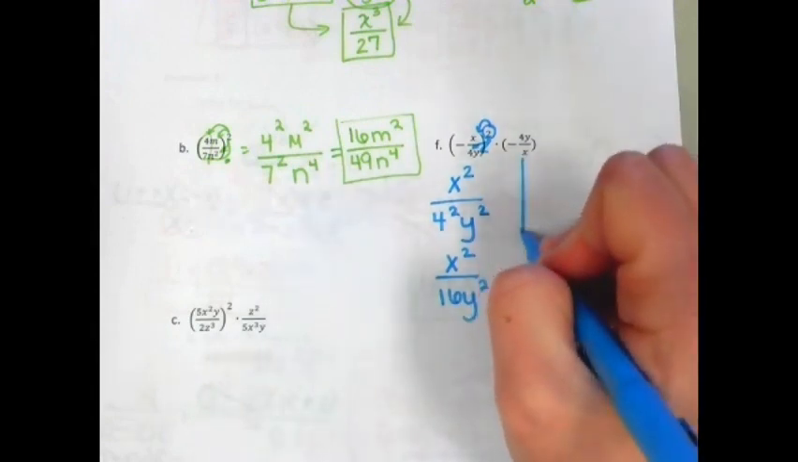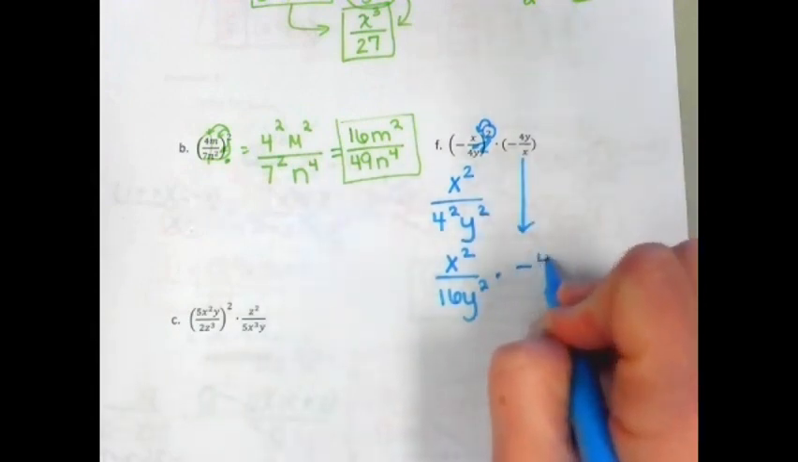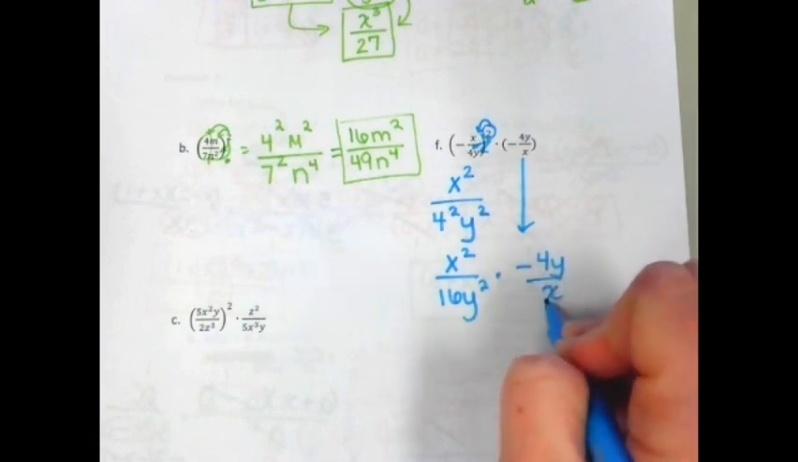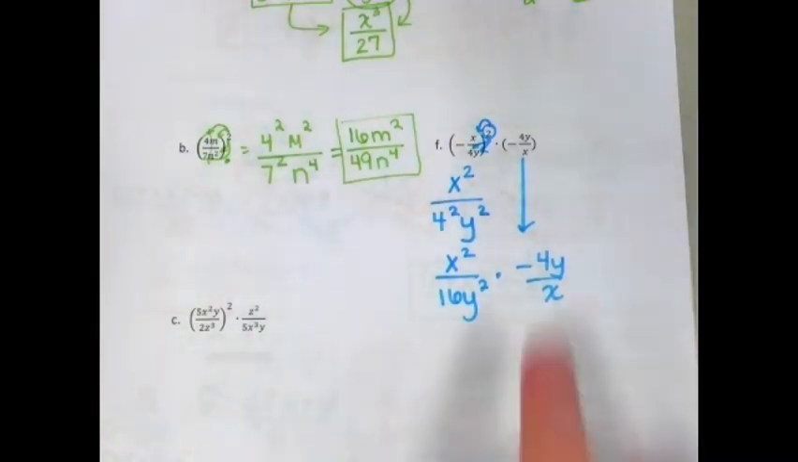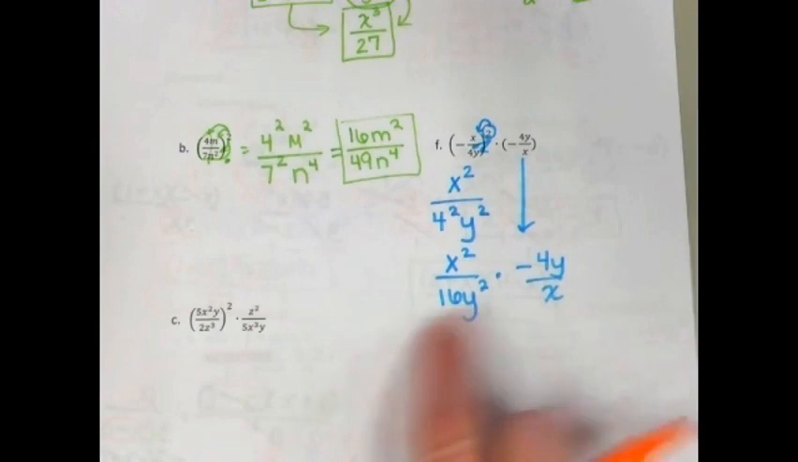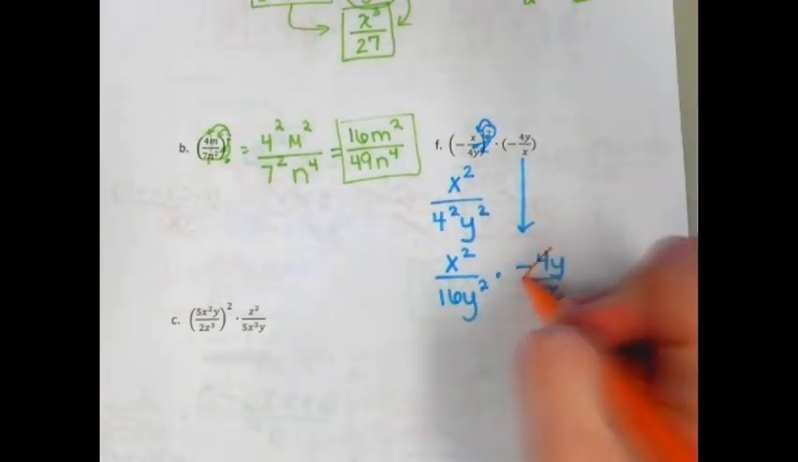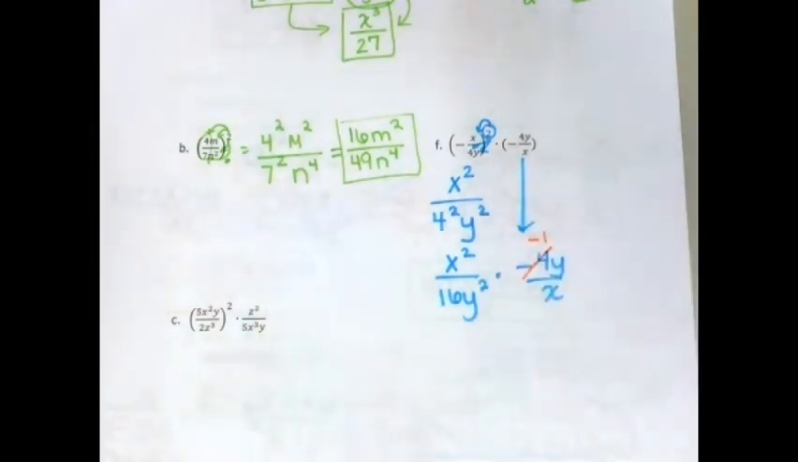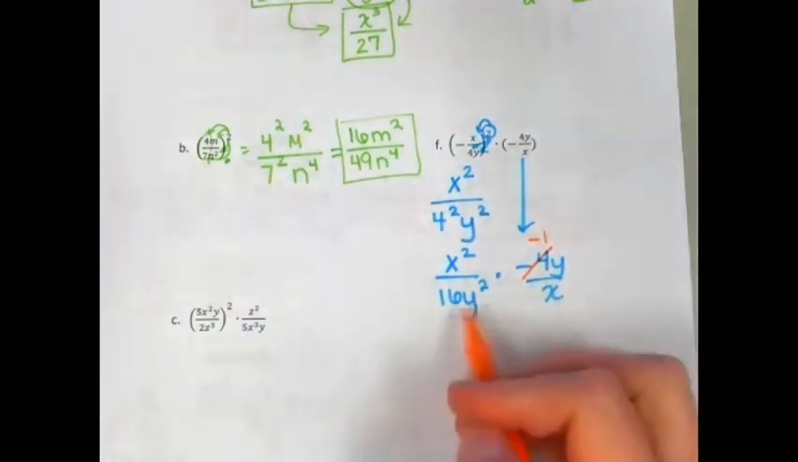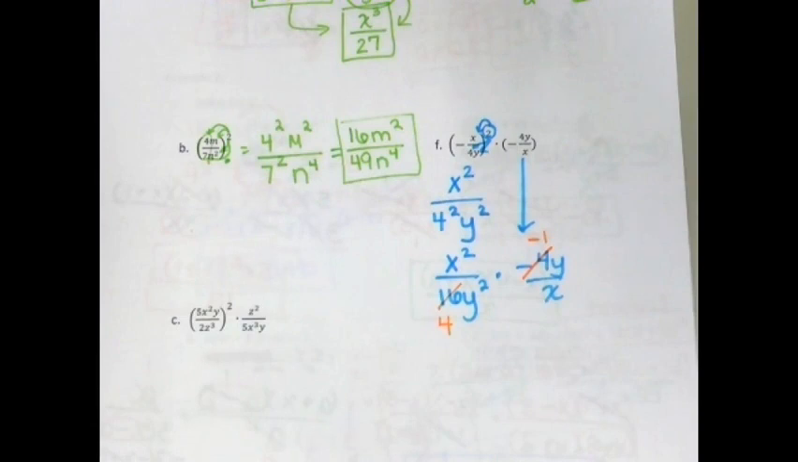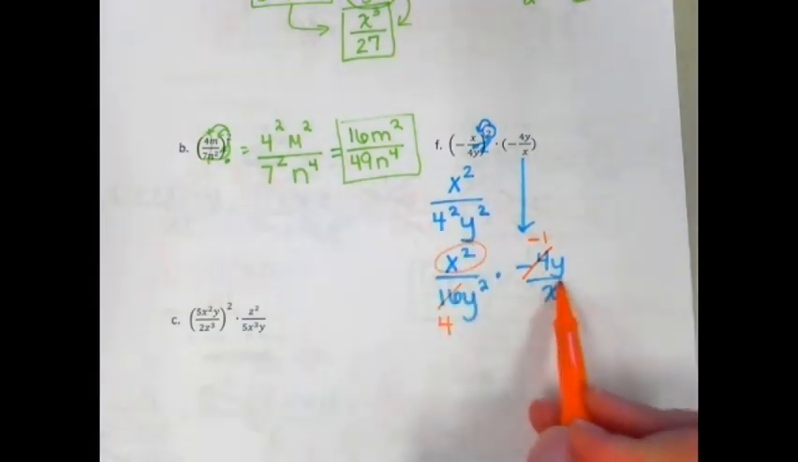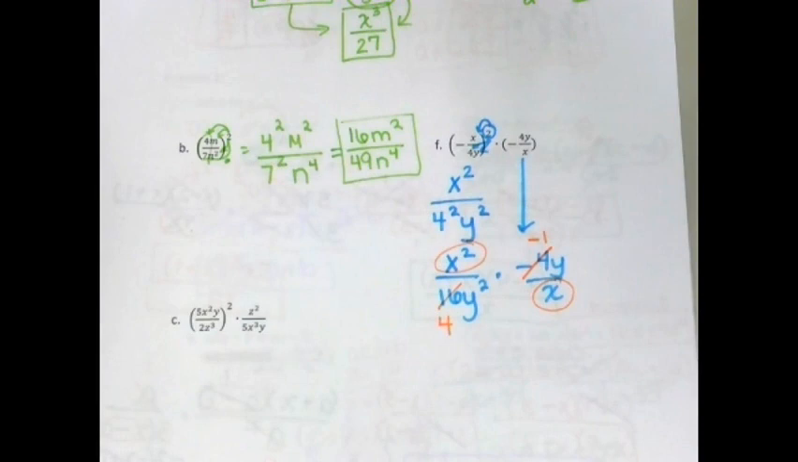And now we're multiplying it by negative 4y over x. Do we know how to cross simplify? Yeah, let's go ahead and cross simplify. What about the 4 and the 16? Can I cross simplify that? Yep. This becomes a negative 1. And what does 16 become? 4, because you're dividing out a 4. X's: we have 2 on top, 1 on the bottom. So what do I do with those exponents?